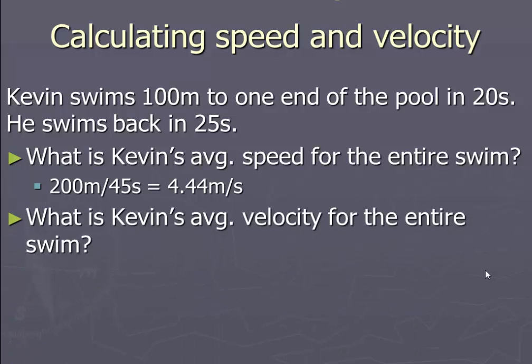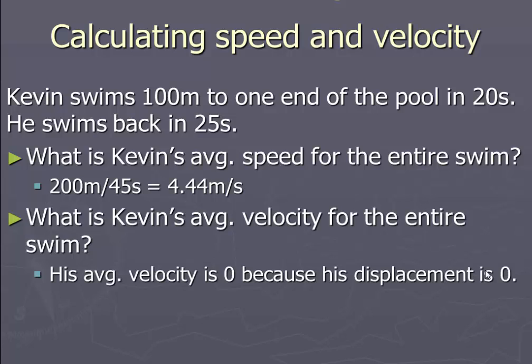But his average velocity for the entire swim is actually going to be 0 because his displacement is 0. Remember, if you go positive 100 meters down, you're also going negative 100 meters back. And 100 meters minus 100 meters gives you 0. So 0 divided by anything is going to give you 0.